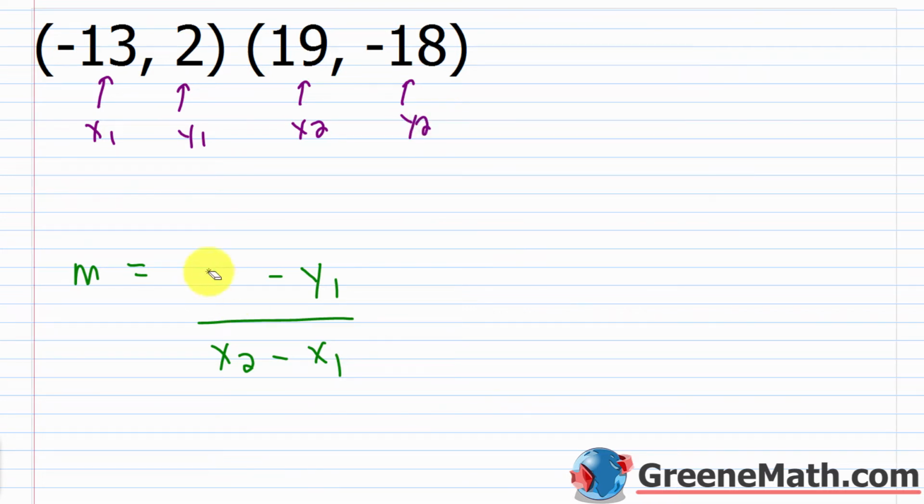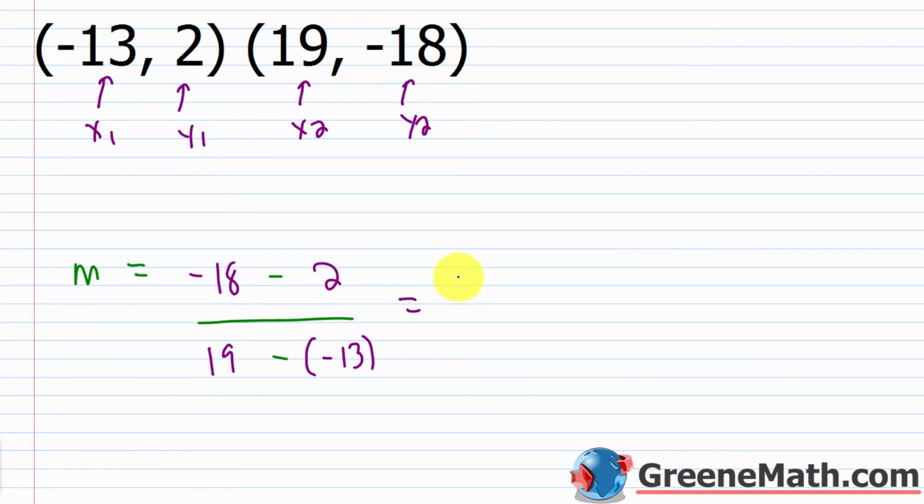So for y sub 2, I have negative 18. For y sub 1, I have 2. For x sub 2, I have 19. For x sub 1, I have negative 13. Be very careful with plugging in negatives here because you have that minus. So you want minus a negative 13. All right, so this is equal to negative 18 minus 2 is negative 20. And this is over 19 minus a negative 13, which is the same thing as 19 plus 13. 19 plus 13 is 32.